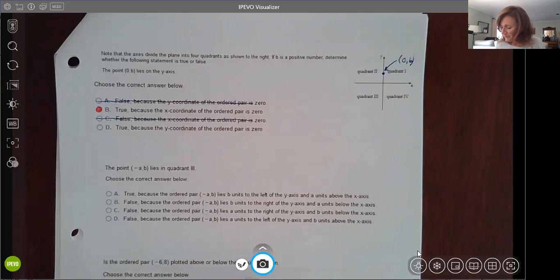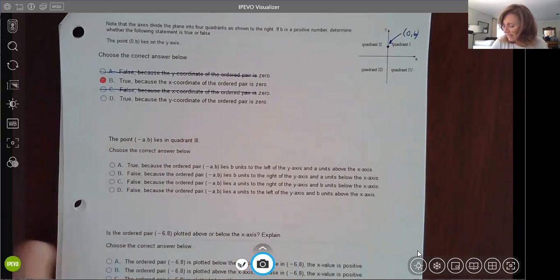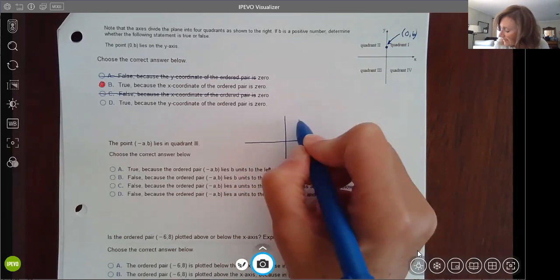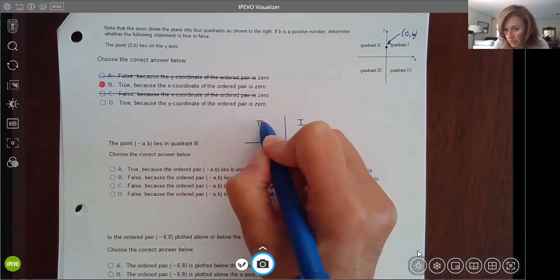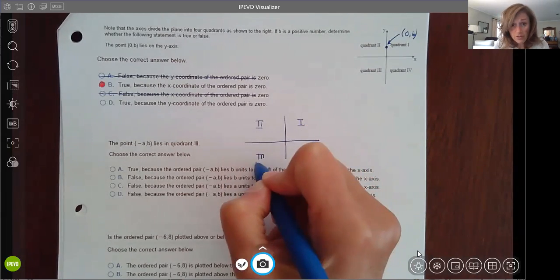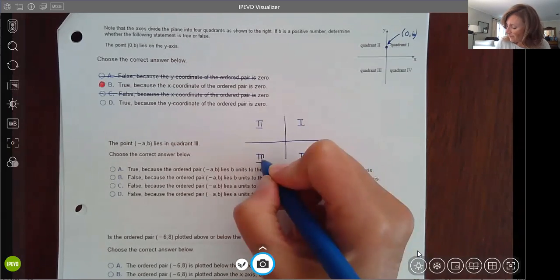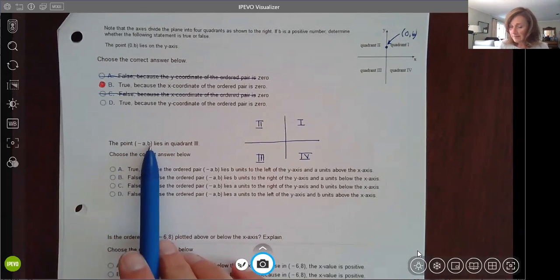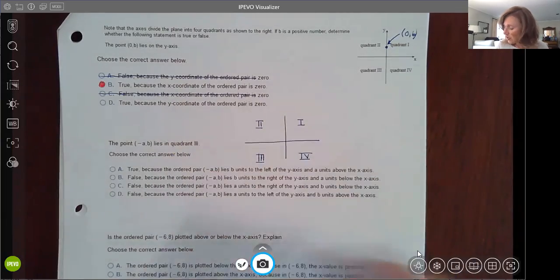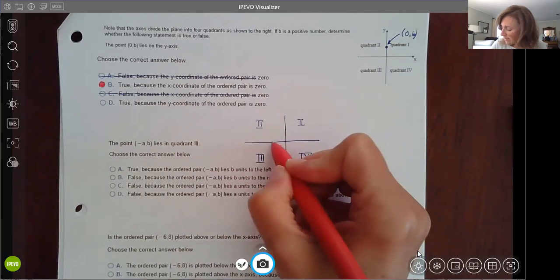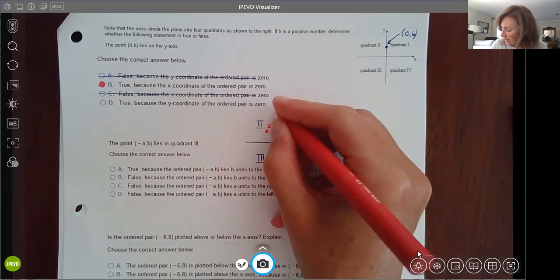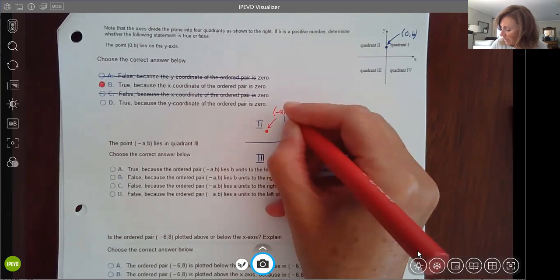How about this one? The point -a, b lies in quadrant 3. All right, well, let's see what we got going on here. Let's get practice labeling these. There's 1, 2, 3, and 4. Okay. So A is negative, so that means we go to the left, and B is positive, so we go up. So if I start at the origin, I go to the left, and then I go up. I'm hanging out here in quadrant 2. So that's what -a, b would be.